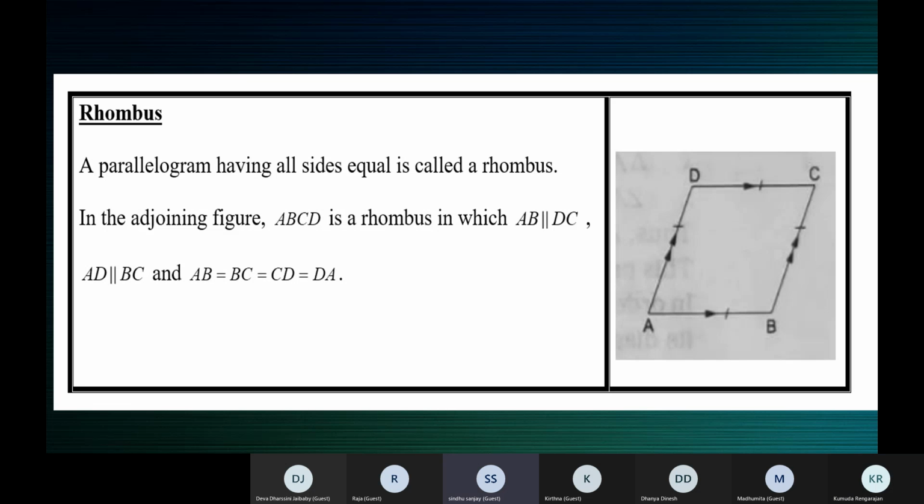Yes, ma'am. Why should it be equal? Because it has all the properties of a parallelogram, ma'am. Very good. Who was that, Sindhu or Sanjay? Sindhu, ma'am. Very good. Because it has all the properties of a parallelogram. A rhombus is a parallelogram. So angle A is equal to angle C. Opposite angles are equal because it's a parallelogram. It has all the properties of a parallelogram.